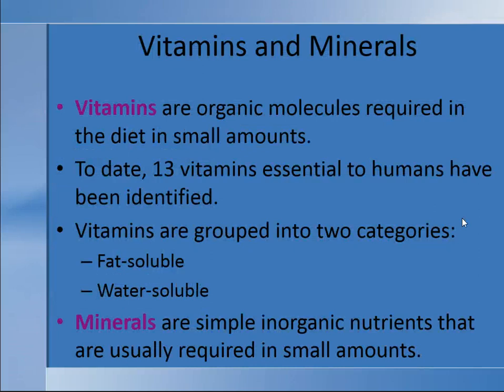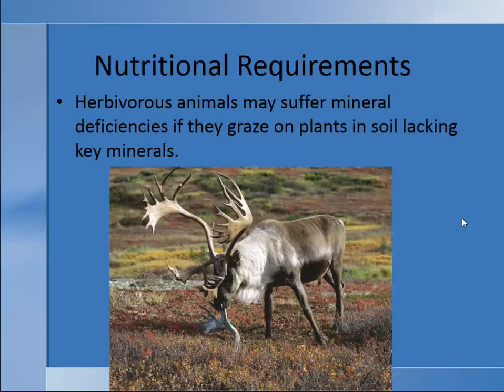Okay, so vitamins, these are just things that you need in small amounts. There are about 13 vitamins that we know are absolutely essential. They're divided into 2 categories, fat-soluble and water-soluble, and they go to different places depending. And then there are minerals, and these are the inorganic nutrients that we are required. These are both micronutrients, by the way, vitamins and minerals.